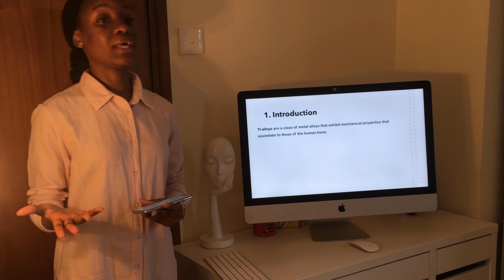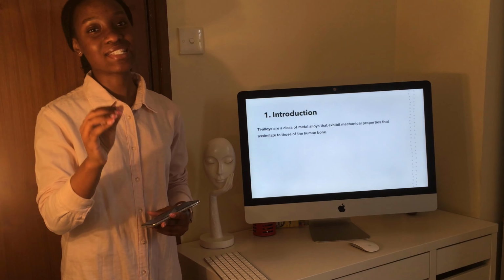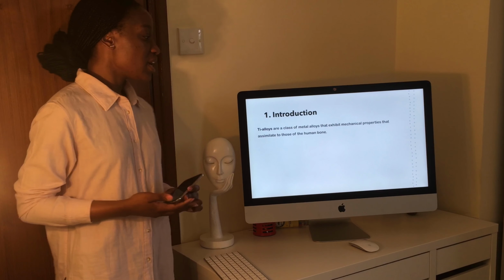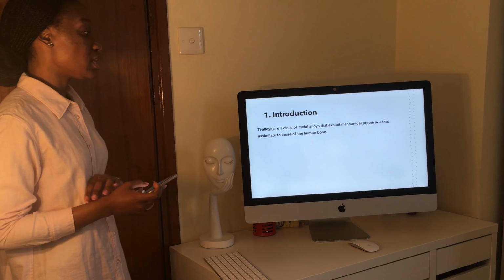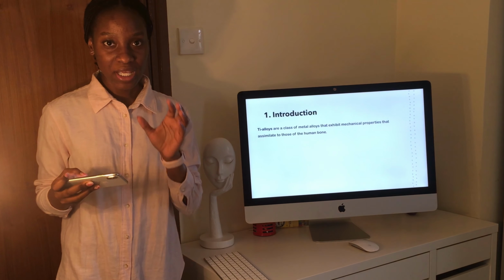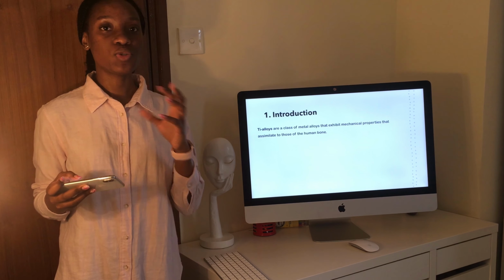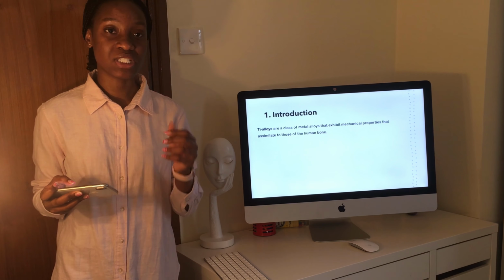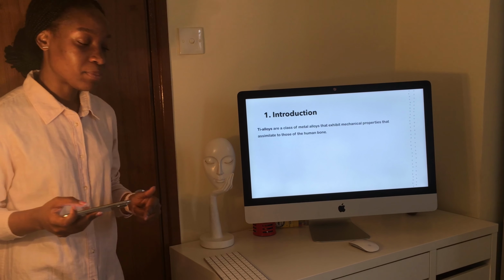It would be a crime if I started this presentation without firstly addressing what titanium alloys are. Titanium alloys are a class of metal alloys that exhibit mechanical properties that are similar to those of the human bone, such as modulus of elasticity. Now, this property in particular makes the material the most suitable among all the materials that have been used before, such as stainless steel and cobalt chromium, to be used in biomedical and clinical applications.